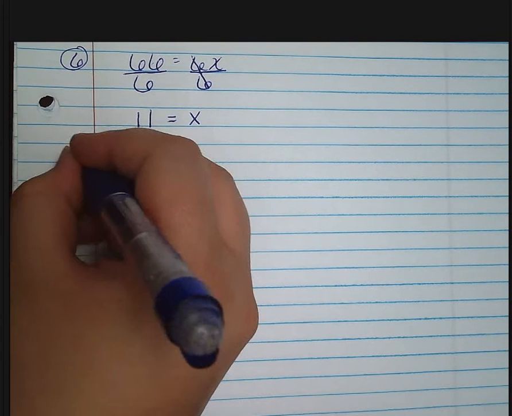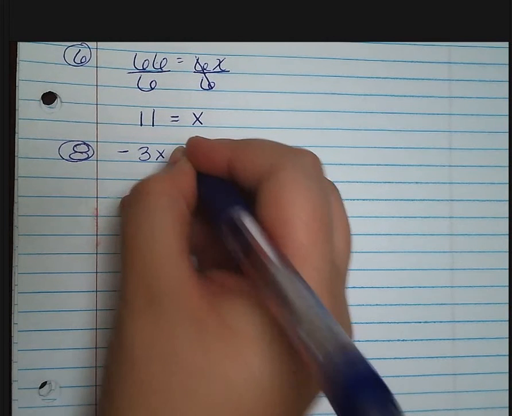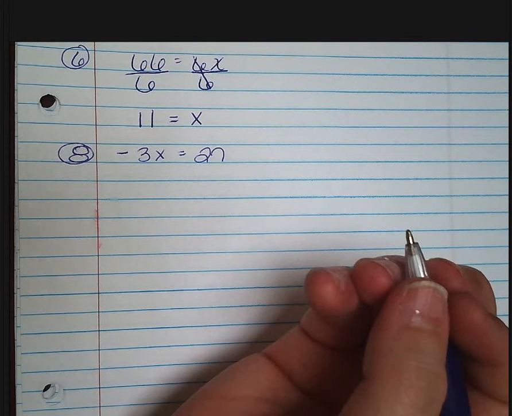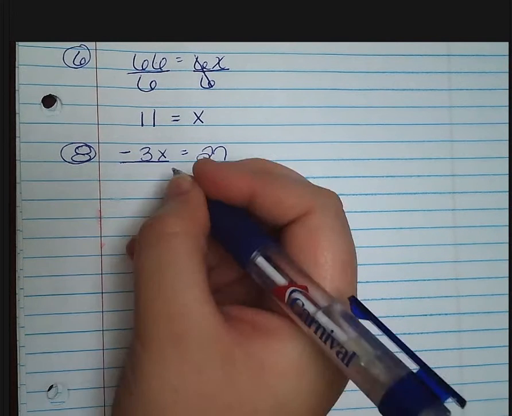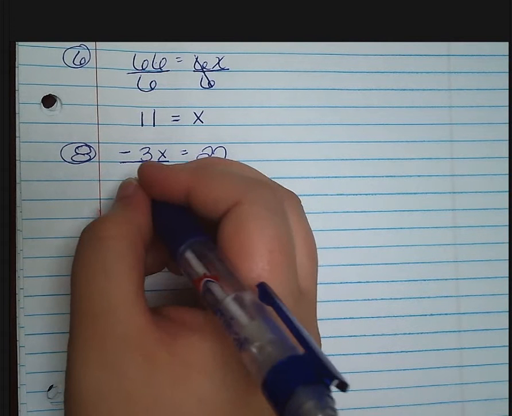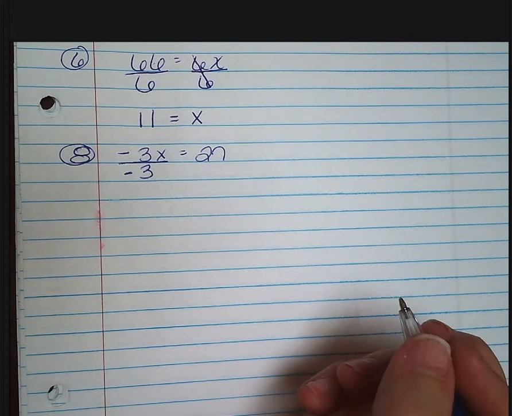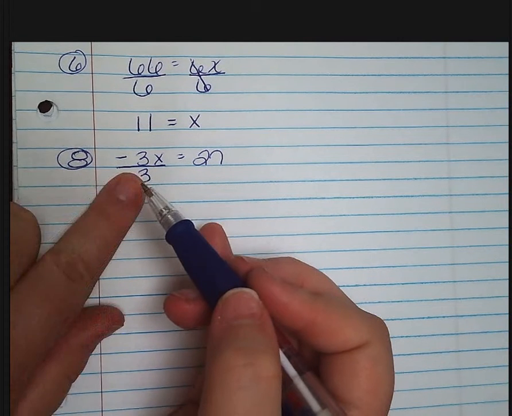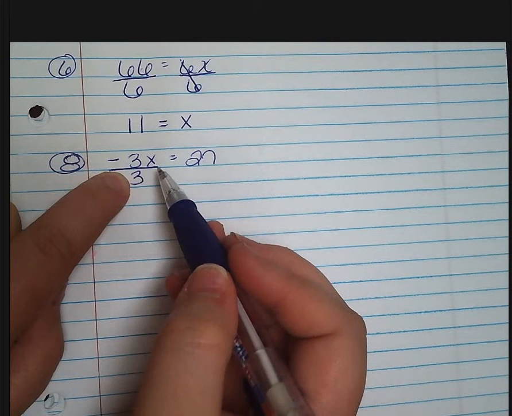Number 8, negative 3x equals 27. So our whole goal is to get that x by itself, so that negative 3 is in the way. So the opposite of multiplying by negative 3 would be to divide. Now we have to divide by that same sign. We have to divide by a negative, because had we only divided by a positive, then a negative 3 divided by a positive 3 would still leave us with a negative x.